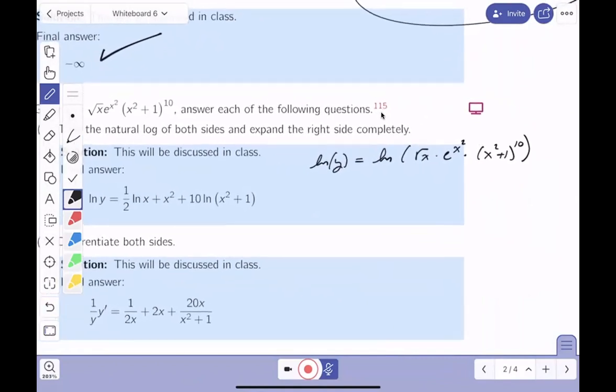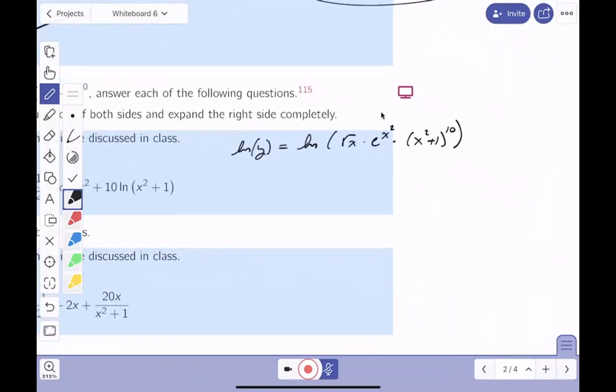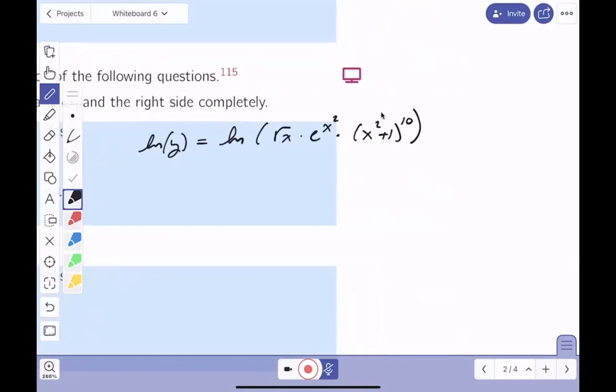Now what they said, expand the right side completely. Some people misunderstand that, partly because they haven't had the necessary background in pre-calculus. They actually expand x squared plus 1 to the 10th power. That would give you 11 terms. That to me would be kind of crazy though.